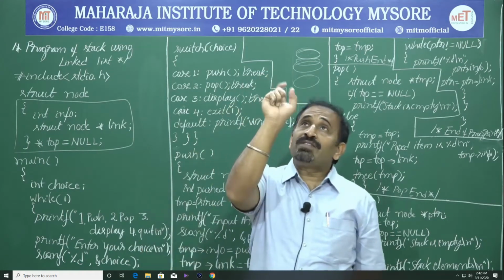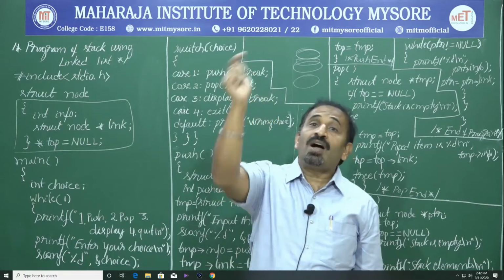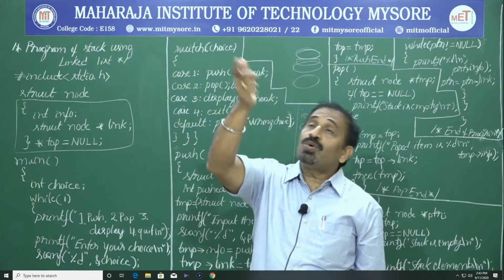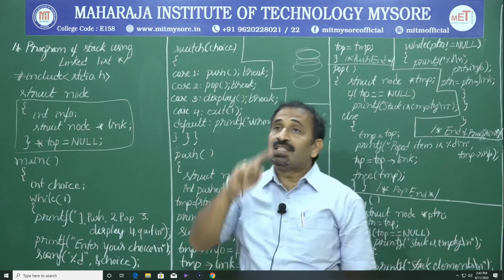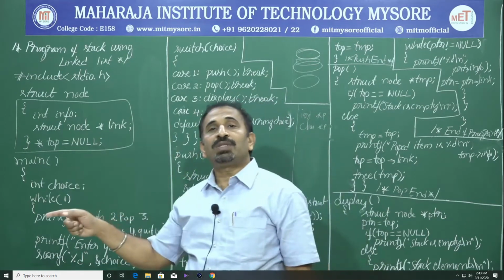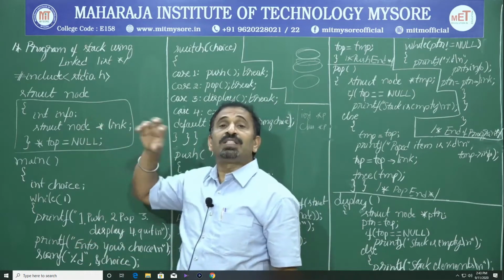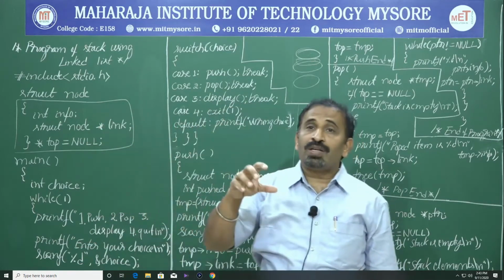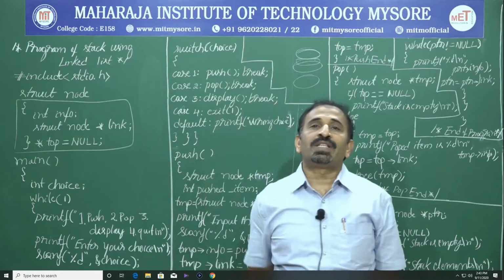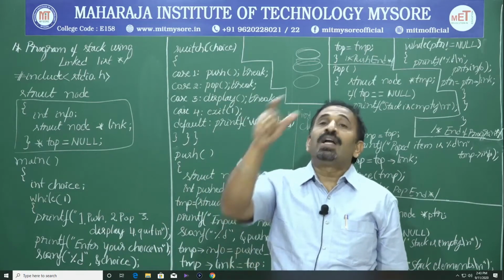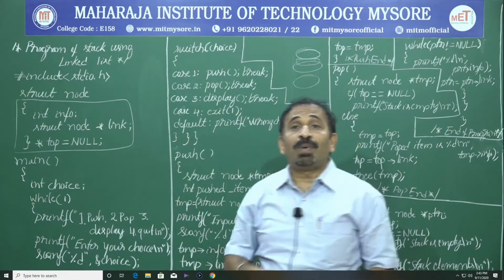This data component will give you the real value of the node, whereas this link component gives a connection to the next node. So therefore I am using these two components in the node. When you call it a node, there are two components: the data component and the link component.